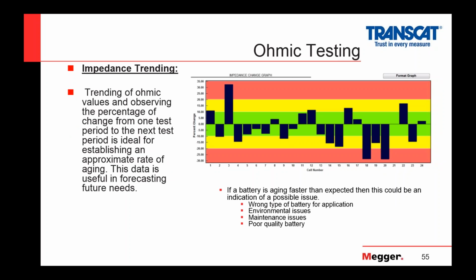Well, when you buy a battery, it comes with an expected lifespan. VRLAs, typically 5 to 8 years. VLA batteries, 20 to 25 years. Well, if you're not even through half its lifespan, you see that impedance on these cells going up. That's a flag. That says you have a problem. You may have the wrong type of battery for your application. You might have environmental or maintenance issues, or they just could be poor quality batteries. But that's a flag, and it also lets us know when we need to put money aside for a new string.